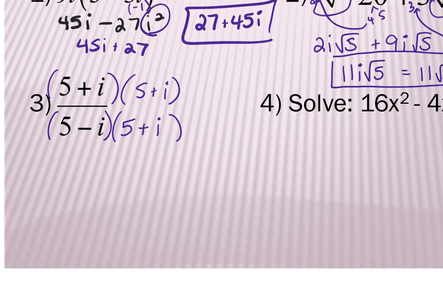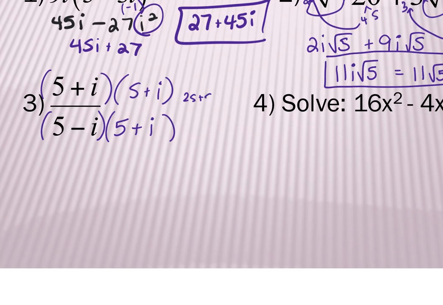So in the numerator, I would FOIL it out. I'd get 25 plus 5i plus 5i plus i squared. This gets combined to be 10i. i squared becomes -1, and my numerator is 24 plus 10i.